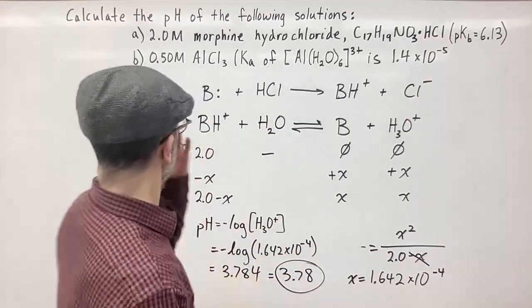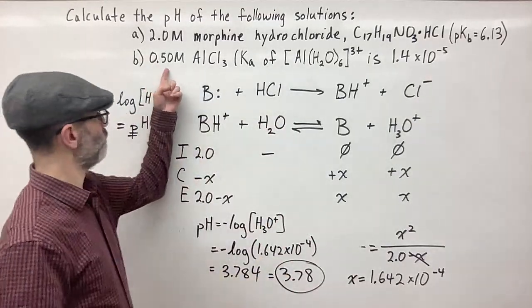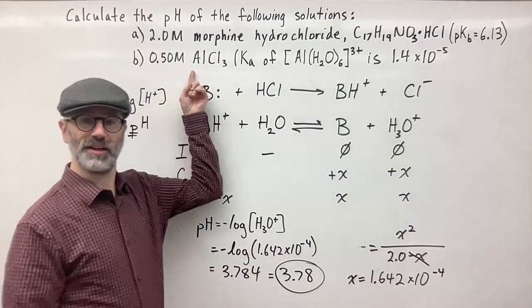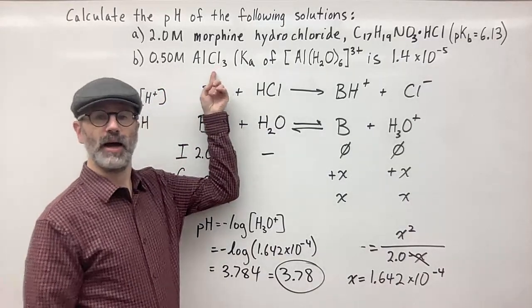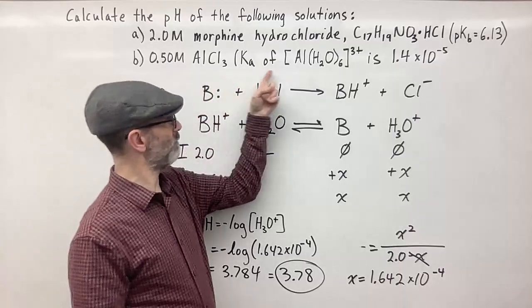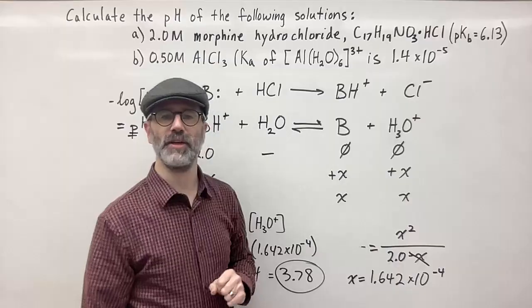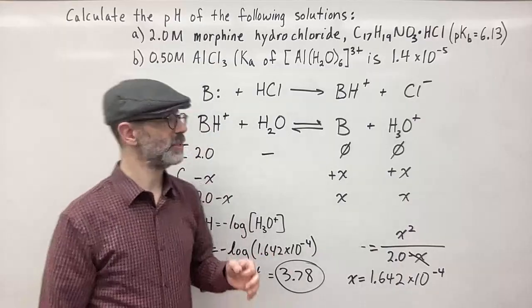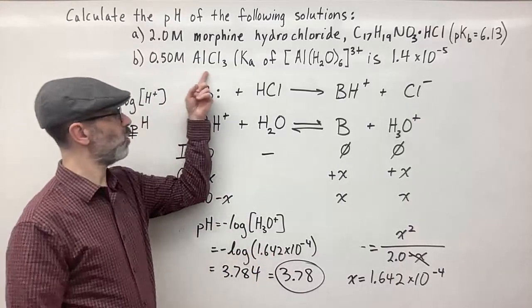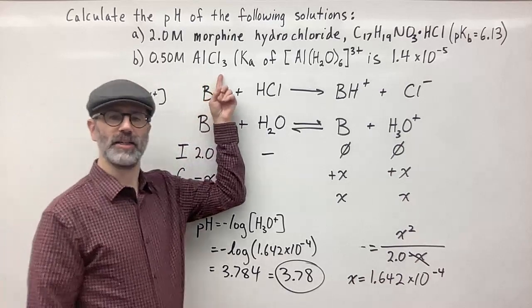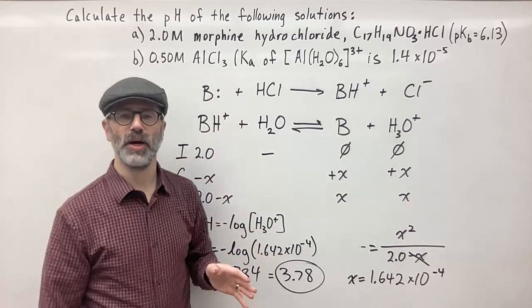Okay, so for B, we have a 0.50 molar solution of aluminum chloride, and then they give us the Ka value of this aluminum complex ion with water. Why are they giving us that? Well, the reason is because when you dissolve this in water, the chloride ion is just going to be a neutral ion. That's not going to do anything.